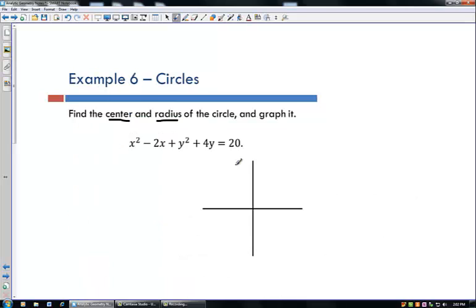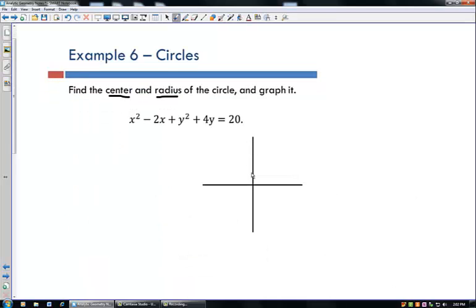For the circle, let's go back now to this example I was about to start. You want to find the center and the radius of the circle. So the idea is you want to write it in this form, (x - h)^2 + (y - k)^2 = r^2, where remember h comma k is the center and r is the radius.